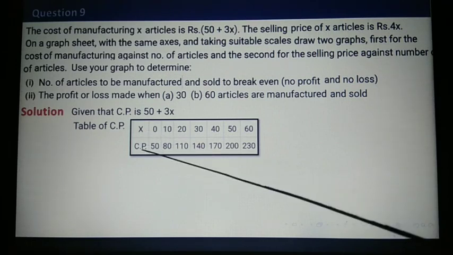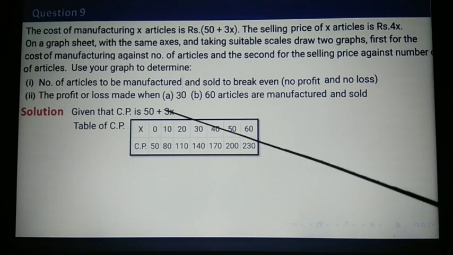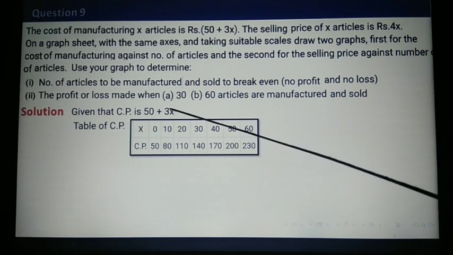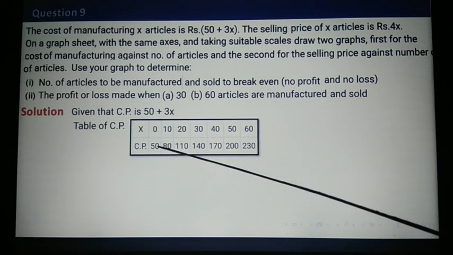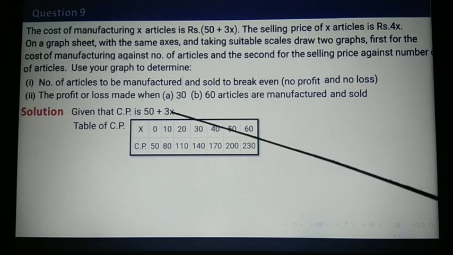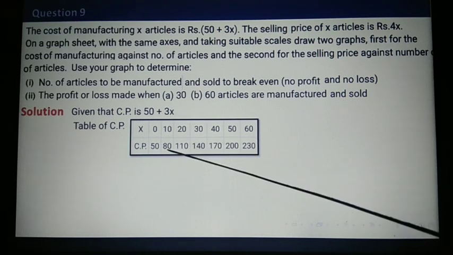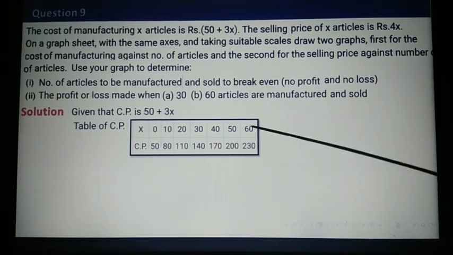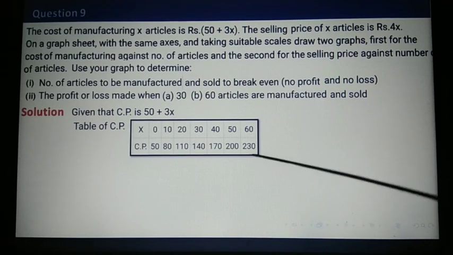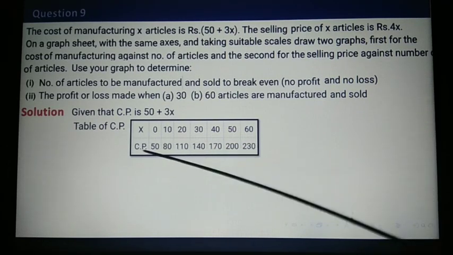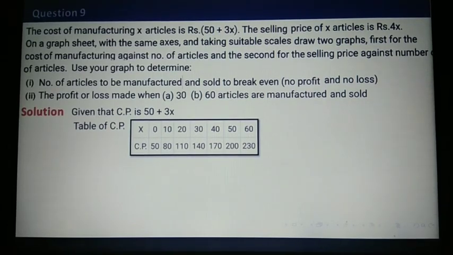So x and CP, that is cost price, is y. If I put x equals 0, then 3 into 0 is 0, 0 plus 50 is 50. So the value of cost price will be 50. If the value of x is 10, then it will be 3 into 10, that is 30, plus 50, that is 80. Similarly, various values for x have been put in order to get different cost prices. Is that clear? So you may have a look at them.